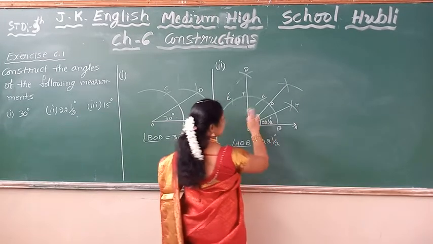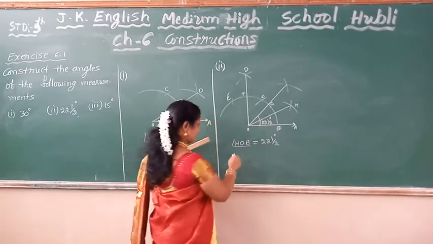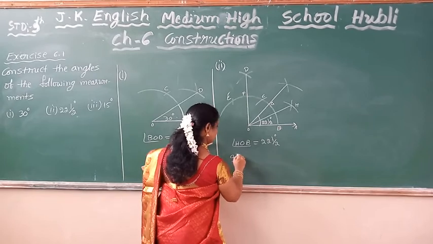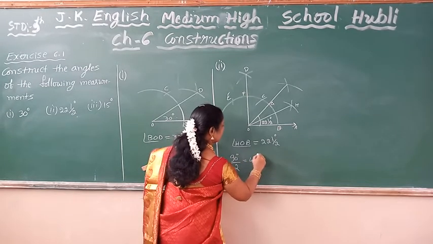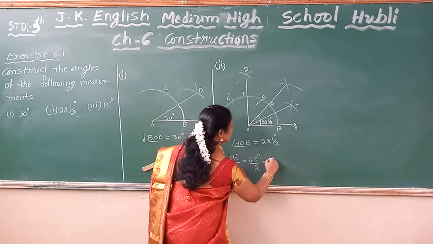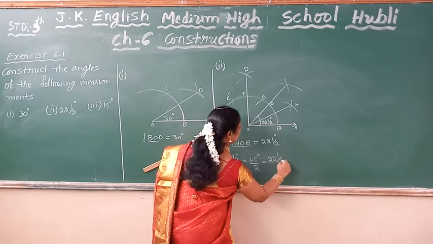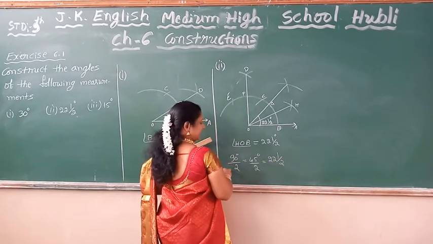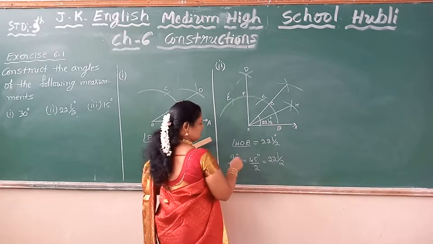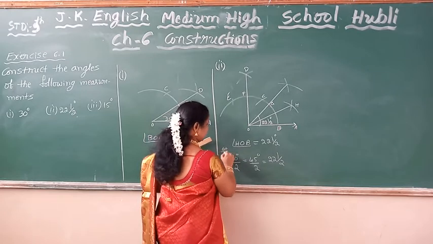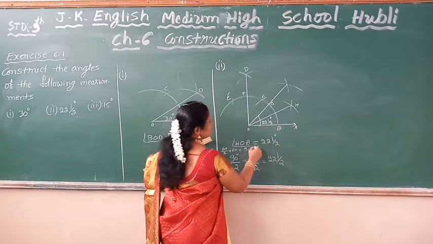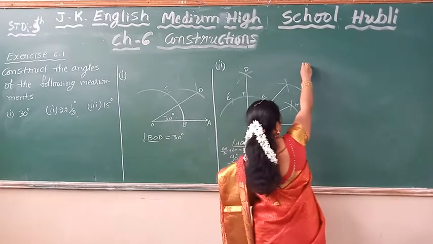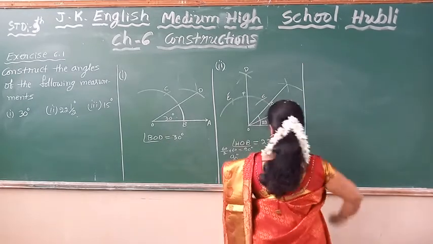So what did I do first? First I constructed 90 degrees, then I bisected that and got 45 degrees. If I bisect 45 degrees, I will get 22 and a half degrees. To get 90 degrees, you know, I bisected the first 60 and the next 60. So it becomes 90 degrees. In this manner, we constructed the angle 22 and a half degrees.